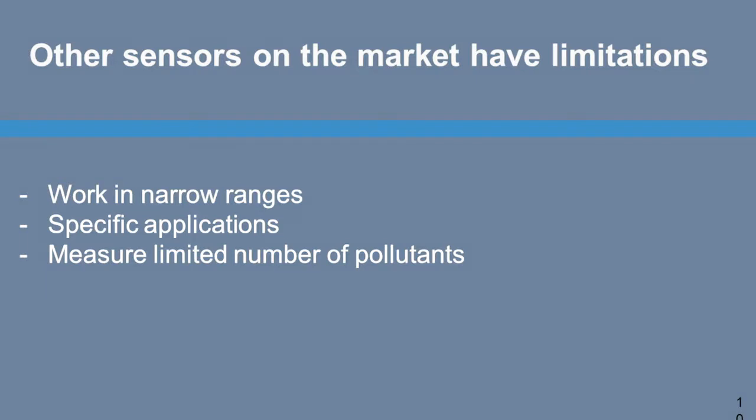There are many sensors on the market, but their limitations are they tend to work over very narrow ranges. If they can detect very low levels of contamination, they can't detect high levels. If they detect high levels, they can't detect low levels. They're also generally very specific.